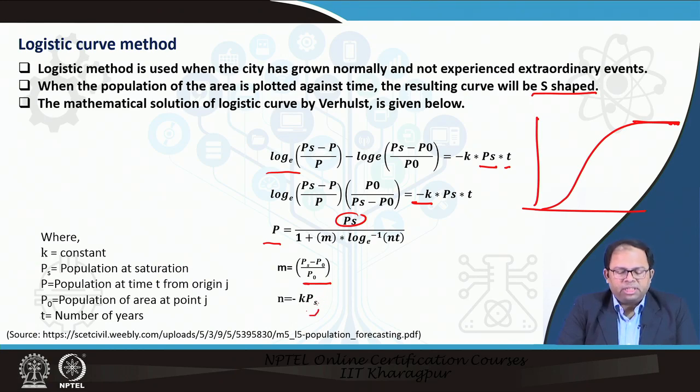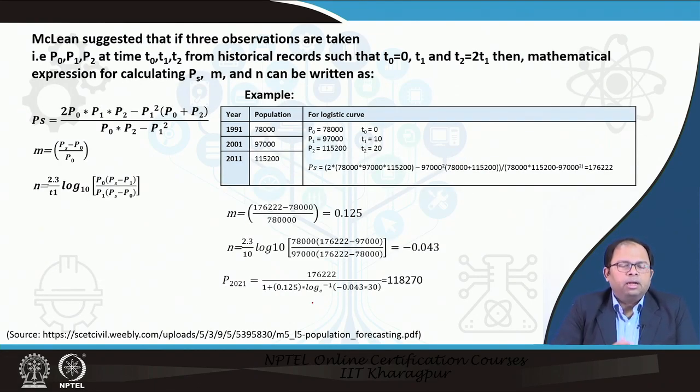So, Ps is the saturation value of population. This equation was further worked on, and MacLean suggested that based on three observations we can predict the population at a certain time period using the logistic curve method. That is, if P0, P1 and P2 at time T0, T1 and T2 are available from historical records, and we take T0 as the 0th year, the first time period, and T1 and T2 are related so that T2 is equal to 2 times T1. So, we have equal gaps between the time periods.